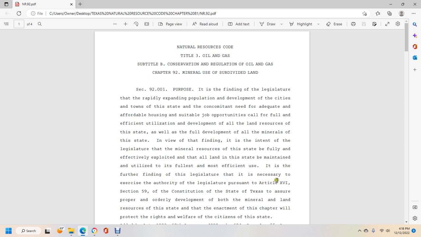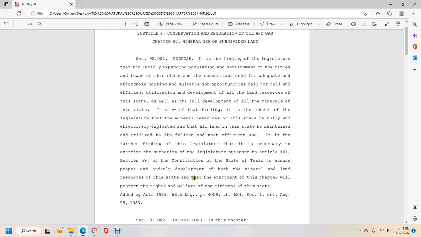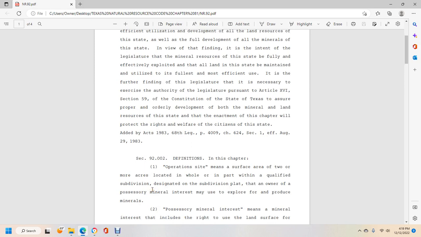authority of the legislature pursuant to Article 16, Section 59 of the Constitution of the State of Texas, to ensure the proper, orderly development of both the mineral and land resources of the state, by the enactment of this chapter, which protects the rights and welfare of the citizens of the state. Acts 1983.